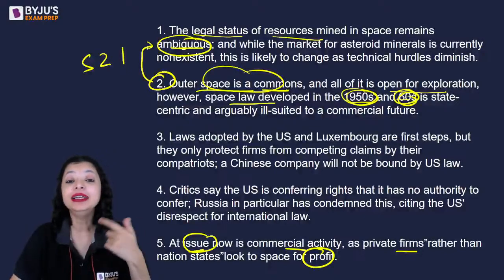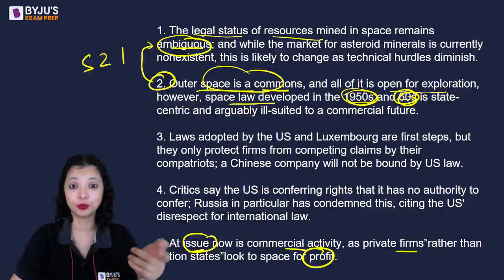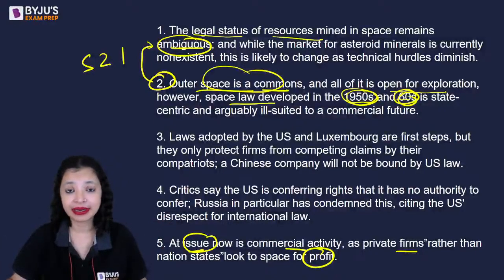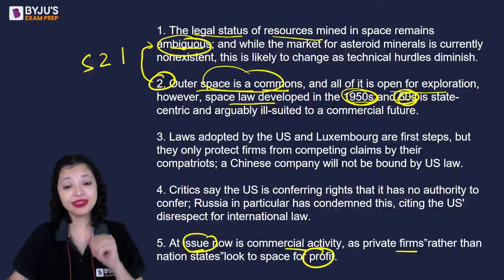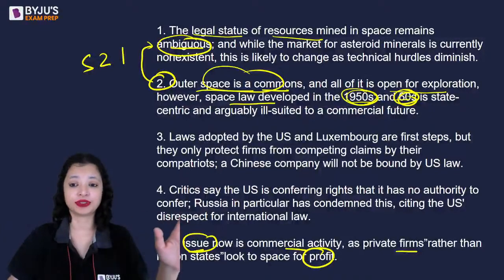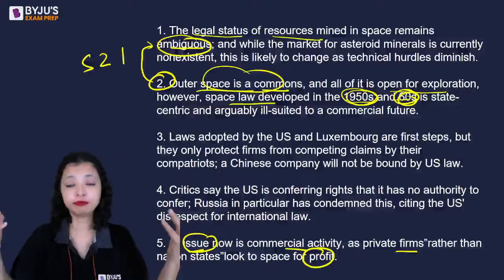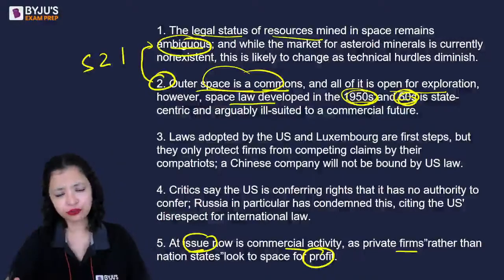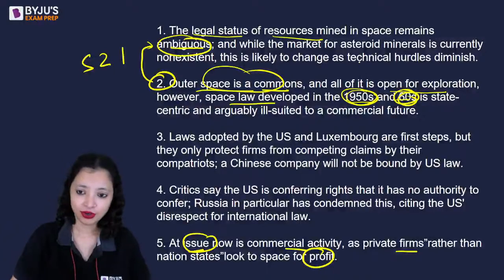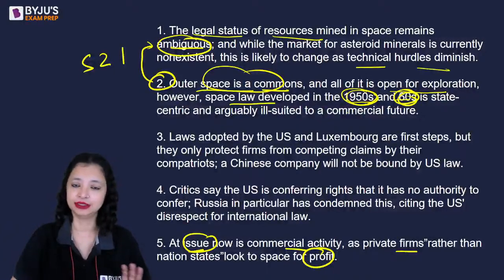1 continues the story of 2. The laws were very, very old. They are ill-suited currently for the future as well. And that's why the legal status currently is ambiguous. There is a lot of market, but we don't know who has rights, how much can you take from the space, who can take. We still don't know that. Okay? So there are many technical hurdles.